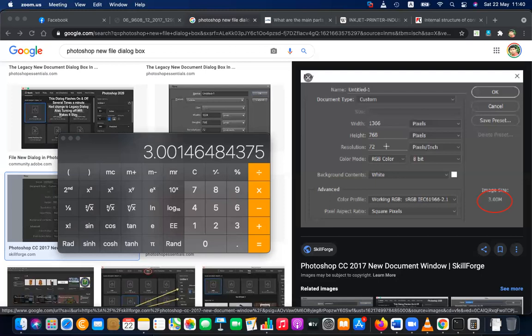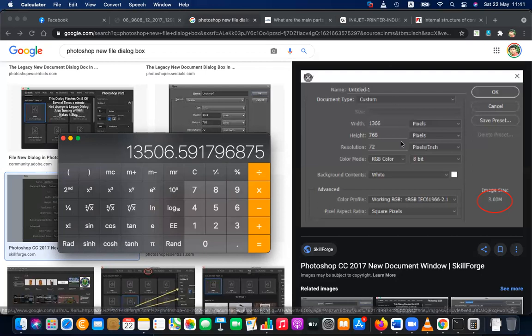You have 25 frames per second, so you have to multiply this value by 25. Then per second it is 75 megabytes. Per minute it is this, 4,502 megabytes, and for 3 minutes, the video size of this resolution is 13 GB.